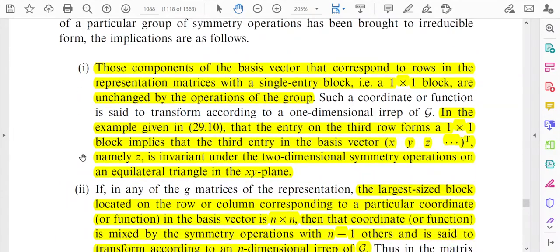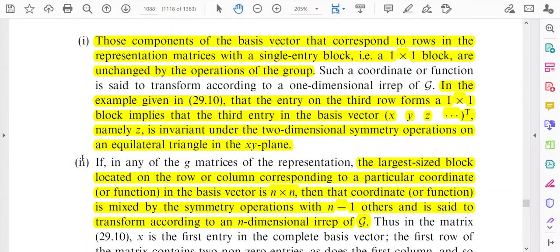Now we can draw some conclusions concerning the block diagonal matrix. Those components of the basis vector that correspond to rows in the representation matrices with a single entry block, that is a 1 by 1 block, are unchanged by the operations of the group. This fact we have already discussed. For example, we have shown that the D1 matrix can be separated into a 2 by 2 matrix and a 1 by 1 matrix. That 1 by 1 matrix actually corresponds to z.